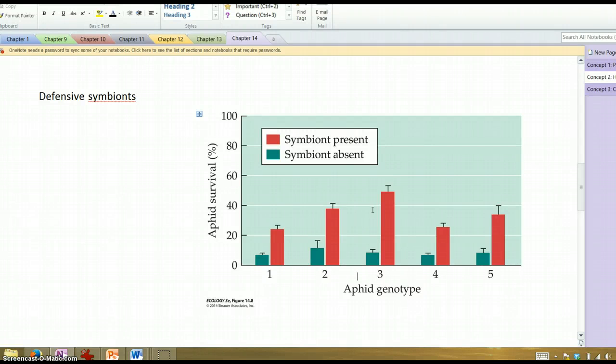So there are also organisms that live inside of us, some of these mutualistic symbionts that take part in fighting off pathogens. Here's an example with aphids who are parasitized by a particular fungus, but those aphids that have this symbiont present in them are better able to fight off the pathogen and survive compared to those that lack the symbiont and are much more susceptible to the pathogen.